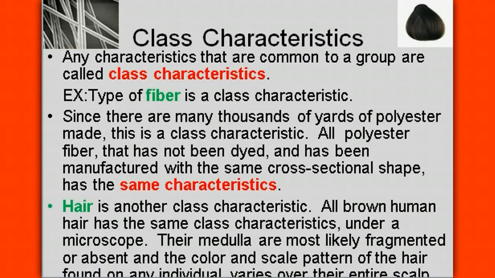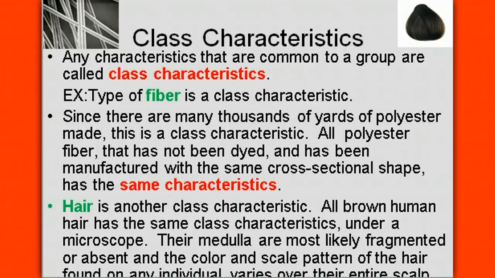Now, let's look at class characteristics. Exactly what does that mean by class? Class means that these are characteristics common to a group. So, for example, it's the type of fiber in the fabric of the sweatshirt that was found. That would be a class characteristic. So since there are many thousands of yards of polyester made, for example, this is considered a class characteristic. All polyester fiber that has not been dyed and has been manufactured with the same cross-sectional shape has the same characteristics. Hair is another class characteristic.